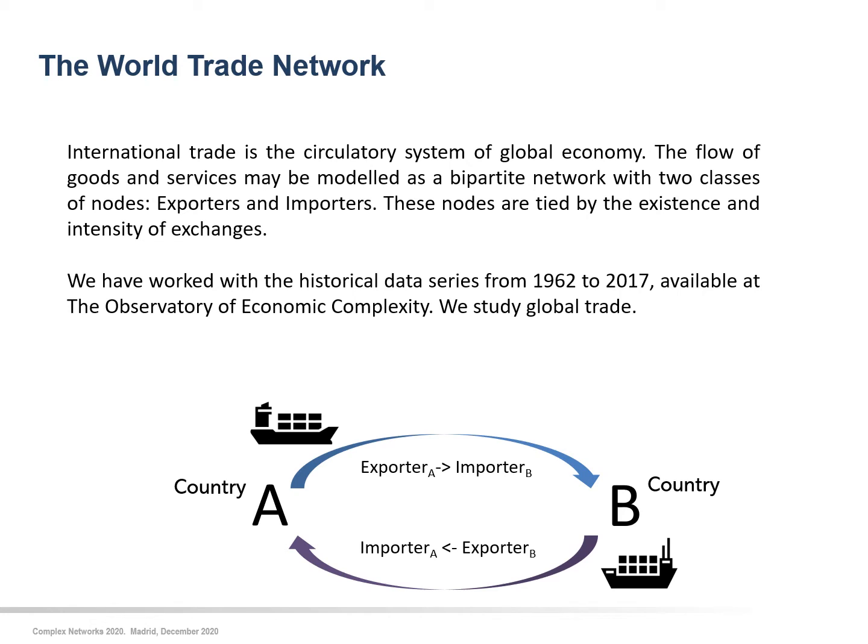International trade is the circulatory system of the global economy. The flow of goods and services may be modeled as a bipartite network with two classes of nodes, exporters and importers. These nodes are tied by the existence and intensity of exchanges. We have worked with the historical data series from 1962 to 2017, available at the Observatory of Economic Complexity. We study global trade.